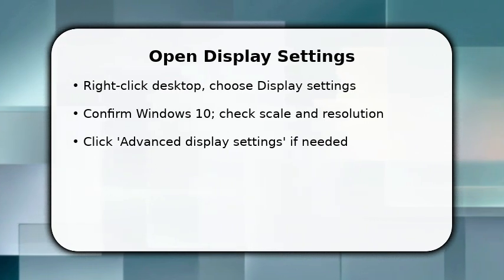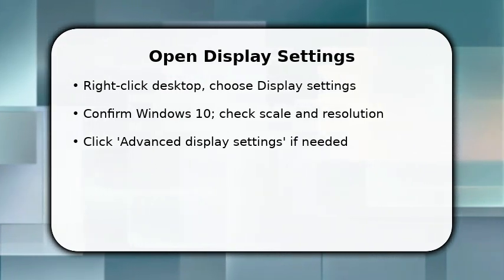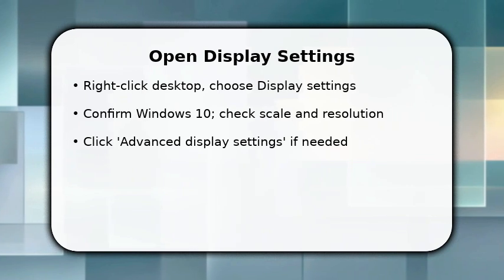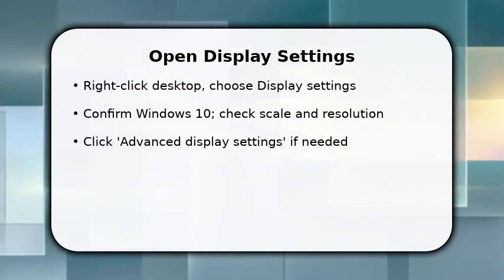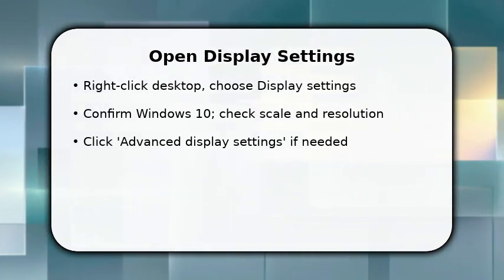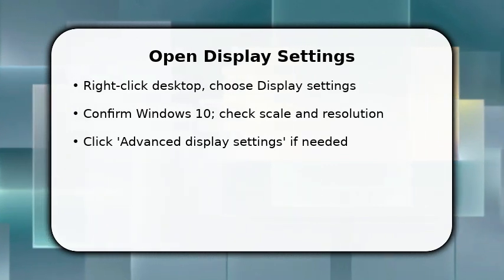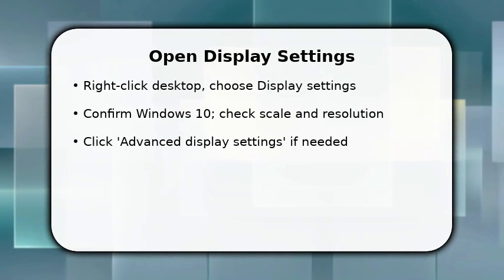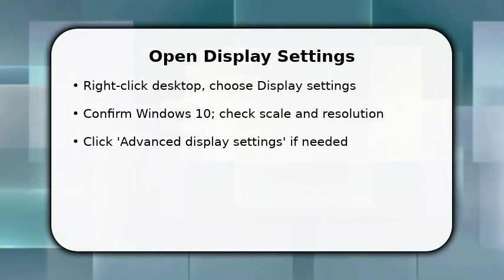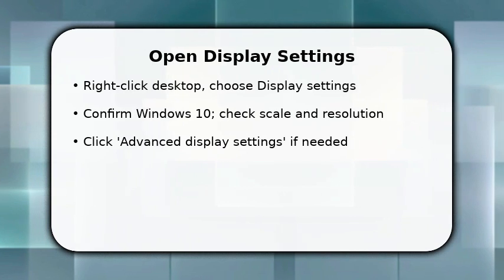If scale shows a custom value or apps look blurry, click Advanced Display Settings to view adapter properties. Make sure to note current resolution. Changing fonts often works best when resolution matches native display. Once done, prepare to adjust text size directly through Ease of Access or Advanced Scaling options, which we'll do next.